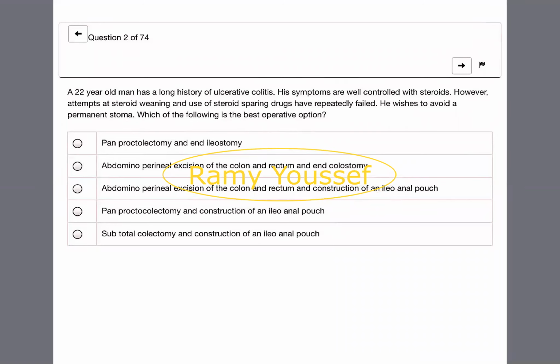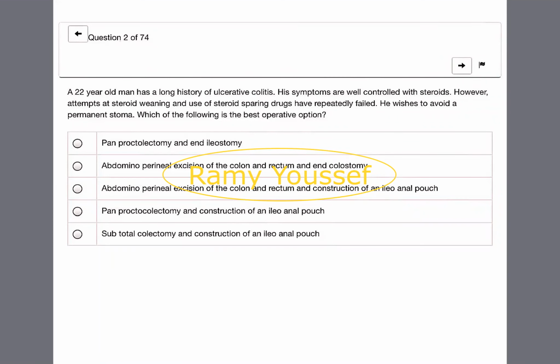Okay, he wants to avoid a stoma, so I'm going to eliminate A, and colostomy B. Okay. Ileoanal pouch. Okay. Abdominoperineal excision of the colon and rectum, and panproctocolectomy with construction of ileoanal pouch. I think B. So your answer is B. D. Yes. Yes, D, exactly.